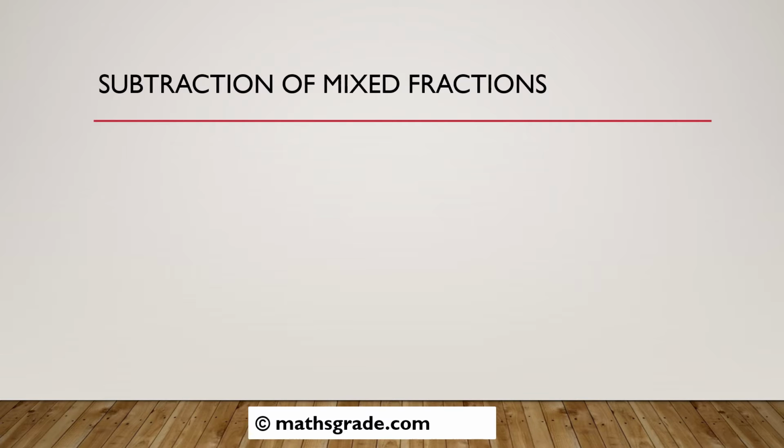First, find the subtraction of the whole numbers separately, write it down separately, then subtract the proper fractions. If the fractions do not have the same denominator, then we have to convert them into equivalent fractions, just by multiplying the numerator and denominator with the same number.